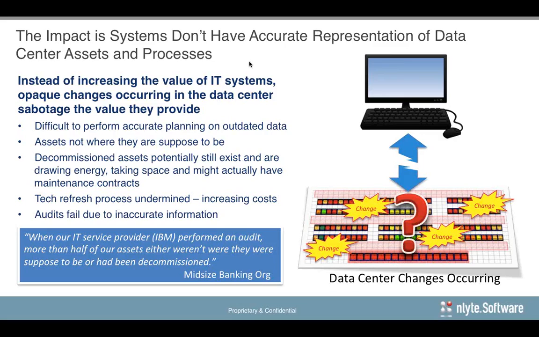And again, as I mentioned before, audits fail when you don't have accurate information in the system. And I think the quote here gives a great example of a company that had IBM come in and do an audit, and they found that more than 50% of the data was inaccurate. Assets were either not where they were supposed to be, or they were not what they said they were. So again, not a great way to create confidence in your auditors.